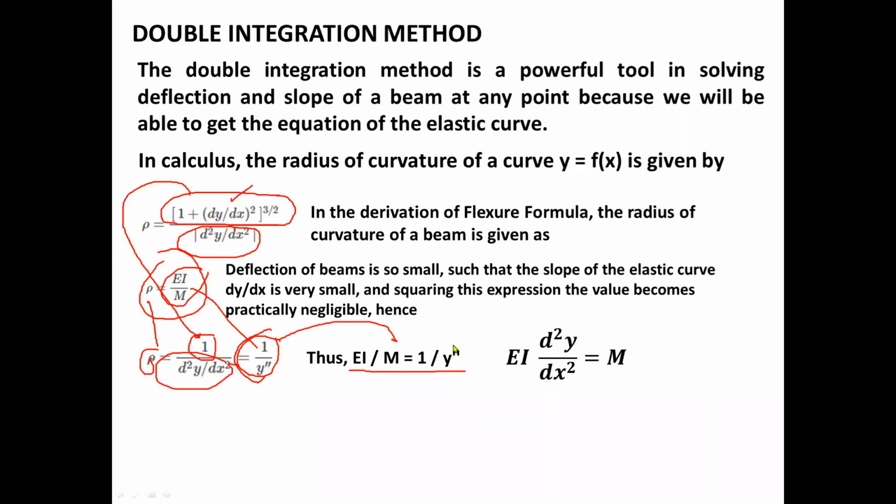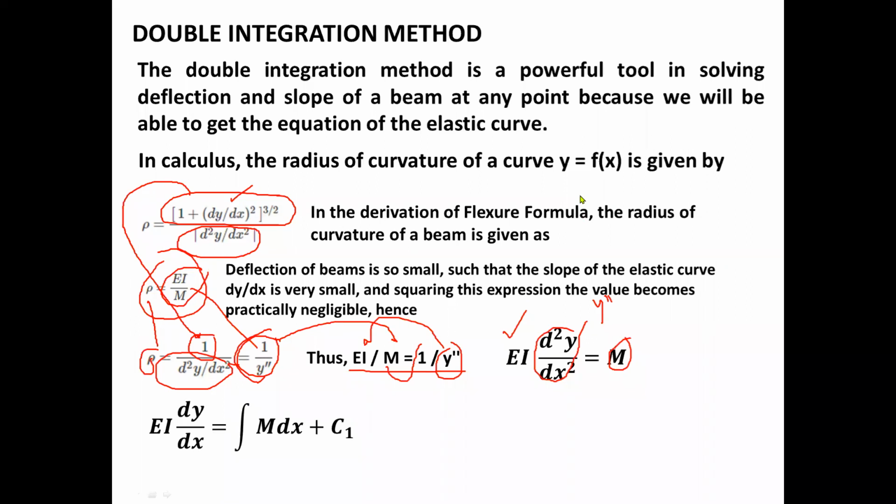If I will cross multiply y double prime, ito. If I will cross multiply this to EI, ayan. At siyempre, ito rin yung y double prime natin. And if I will cross multiply M, here sa numerator, M times 1 is equal to M. That is why we have now this formula, EI times the second derivative of y with respect to x is equal to M, the moment.